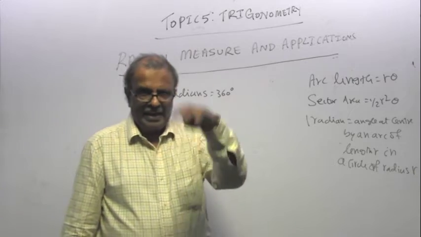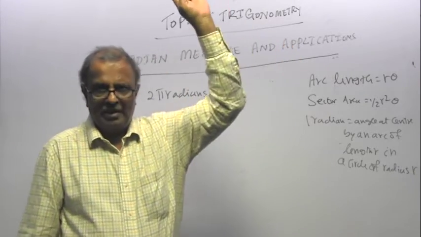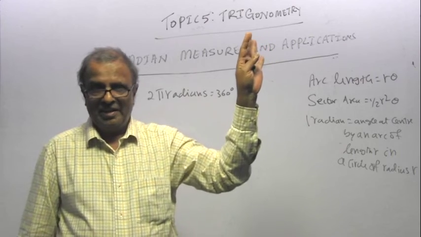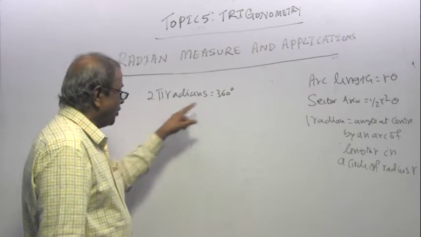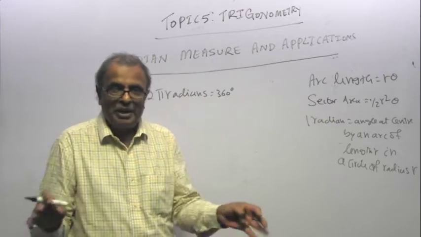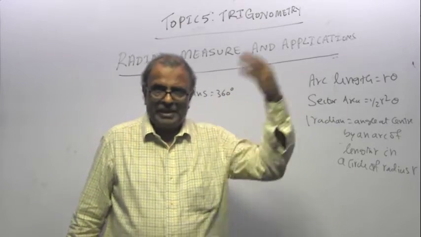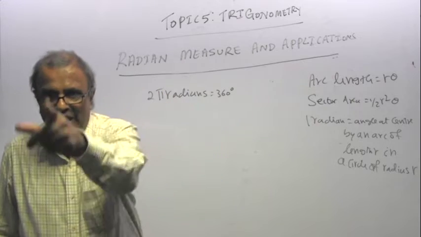Remember, pi is still and always 3.142, and so on. It hasn't changed. Pi is not 180. Many students say pi is 180. Pi is not 180. Pi is still 3.142. When you convert pi radians into degrees, then you get 180.